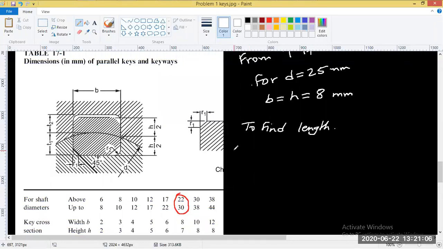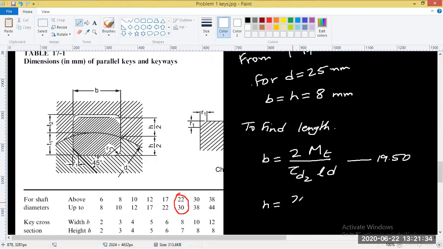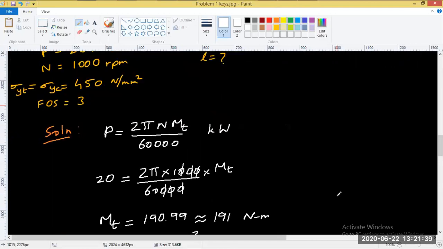So before that, you see crushing stress and shearing stress are not given. So what is this? B equals 2 mt divided by tau d2 L and D. So this is 19.5. Okay. Similarly, one more equation, that is H equal to 2 mt 2 or 4.